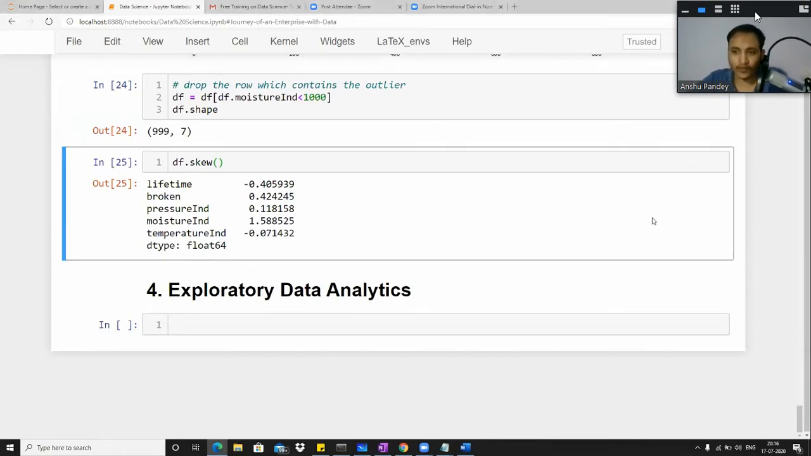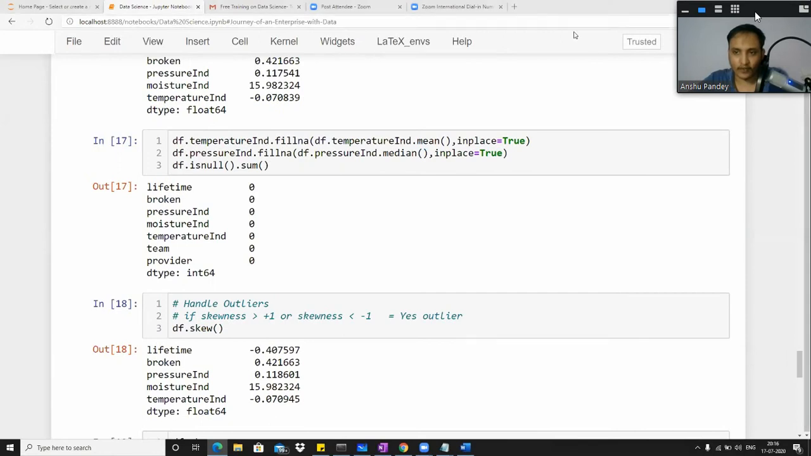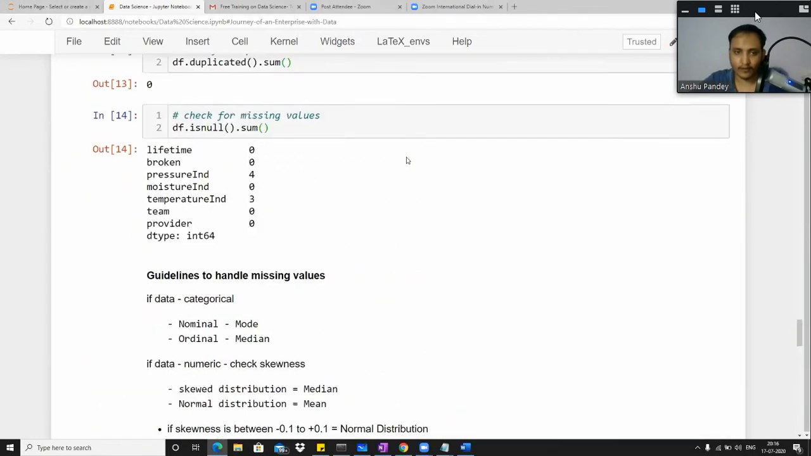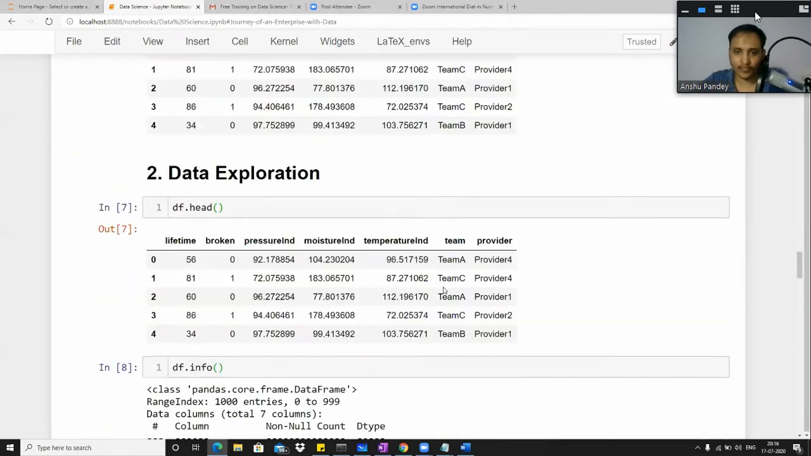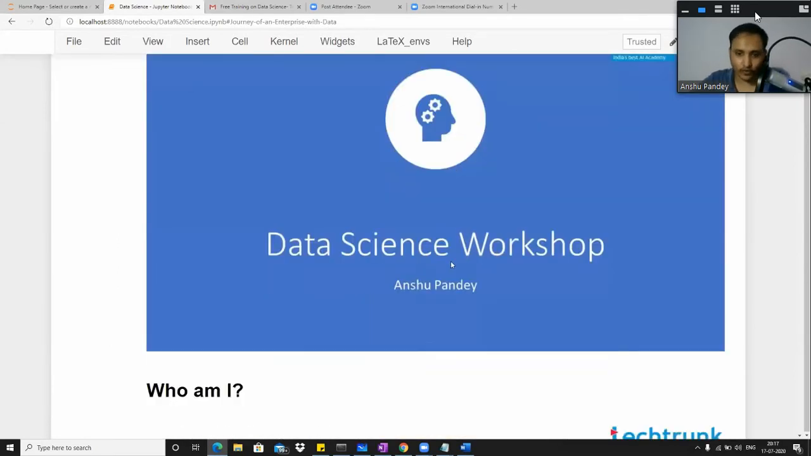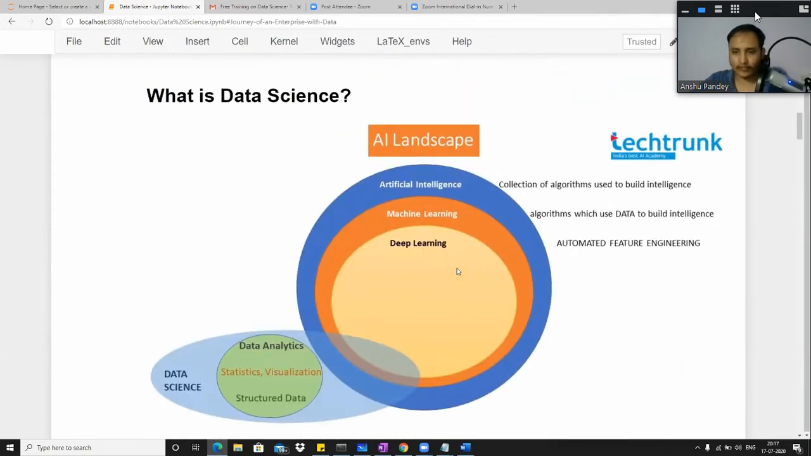So the set of topics that we've covered so far in the previous day's session starts with the idea of understanding this data science workshop and who I am. We then got a little bit of an overview of what exactly data science is.